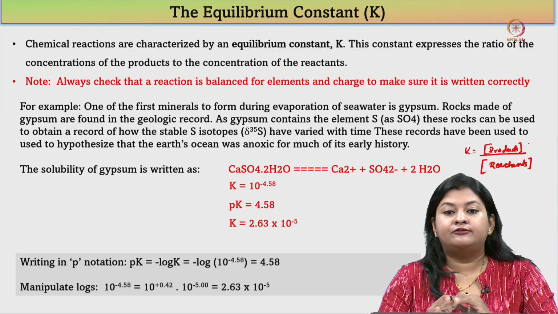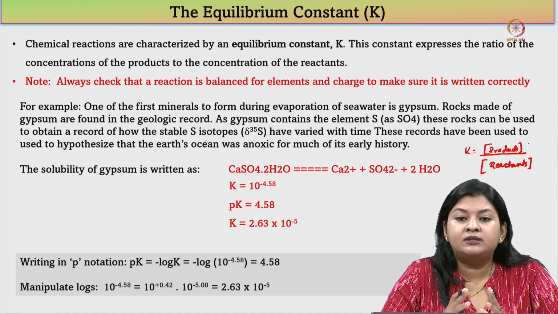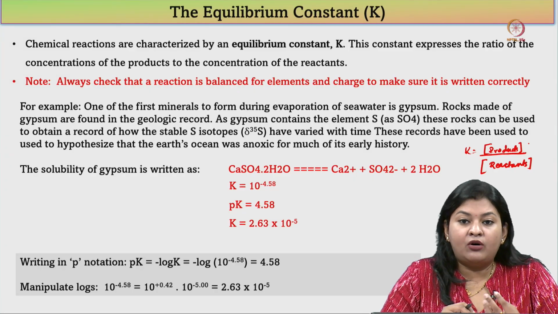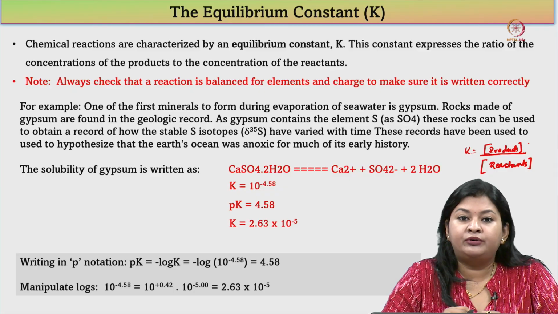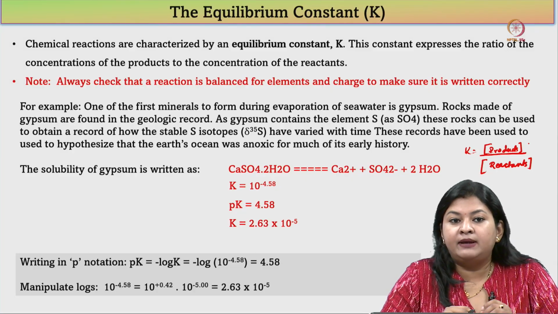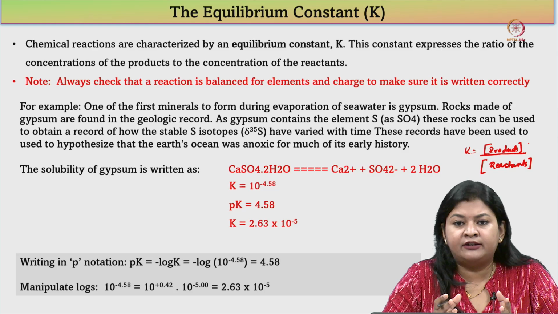Now, let us first begin with an example. Why do we need to find out the equilibrium constant in aquatic geochemistry? An example, with a very common mineral. One of the first minerals to form during evaporation of seawater is gypsum. Rocks made up of gypsum are therefore very often found in the geological record. That means, in the stratigraphy, wherever there is a sedimentary upliftment from the oceanic conditions, there you will find a lot of gypsum salt rocks.